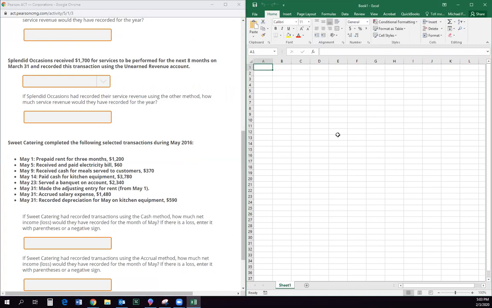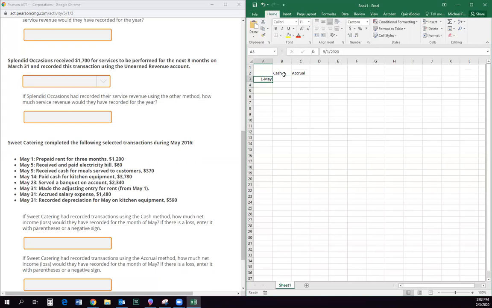So it says they had the following transactions, and we're supposed to figure out if they recorded the transactions using the cash method, how much would their net income be? And if they'd done it with the accrual method, how much would their net income be? So I'm going to just create 2 columns. One says cash, one says accrual. And I'm going to use the same methodology we did on the last problem, where we just put revenues in as a positive and expenses in as a negative.